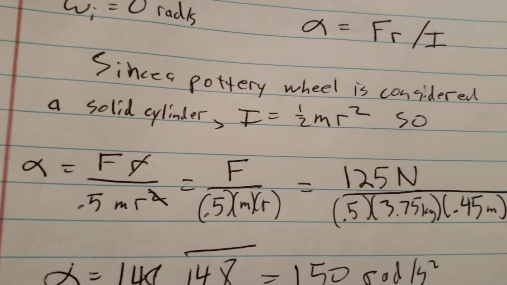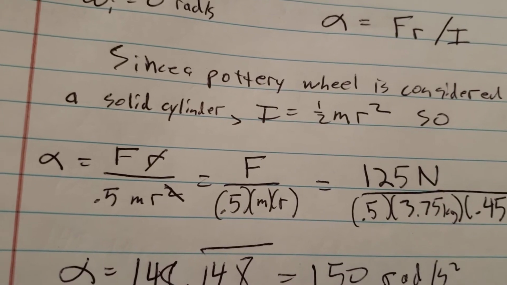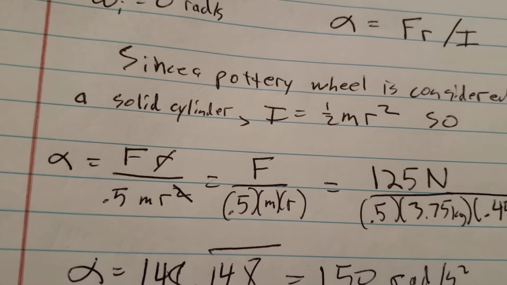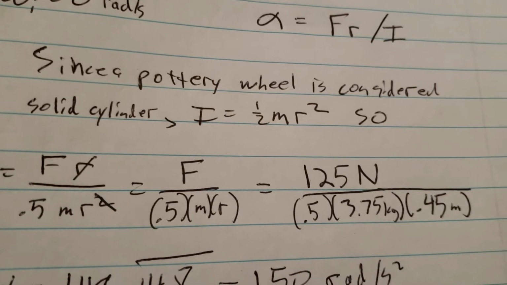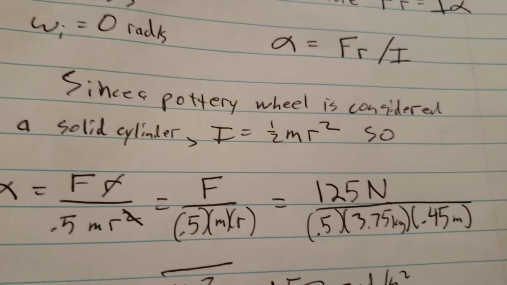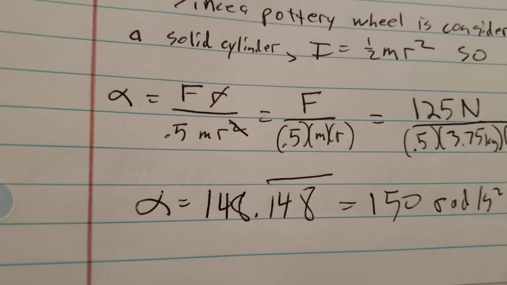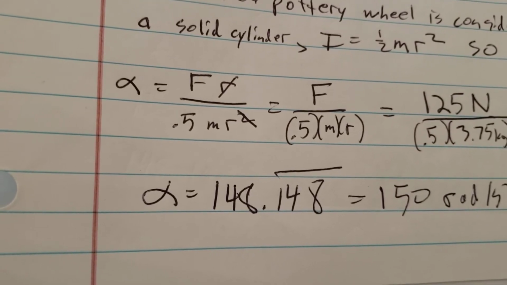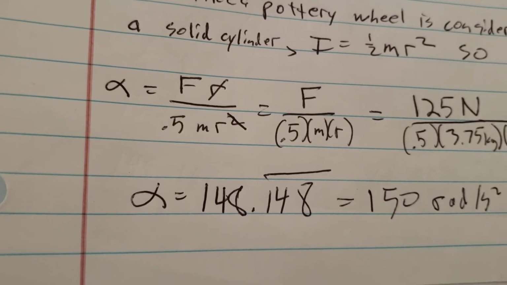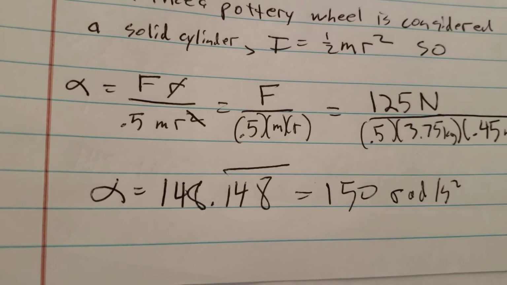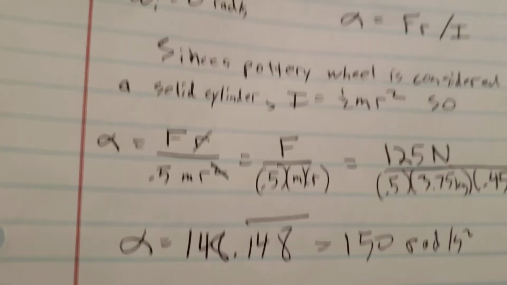Substituting in our numbers now, we have 125 newtons divided by 0.5 divided by 3.75 and divided by 0.45, which comes out to 148.148 with the 148 repeating. Rounding to two significant figures, this comes out to 150 radians per second squared.